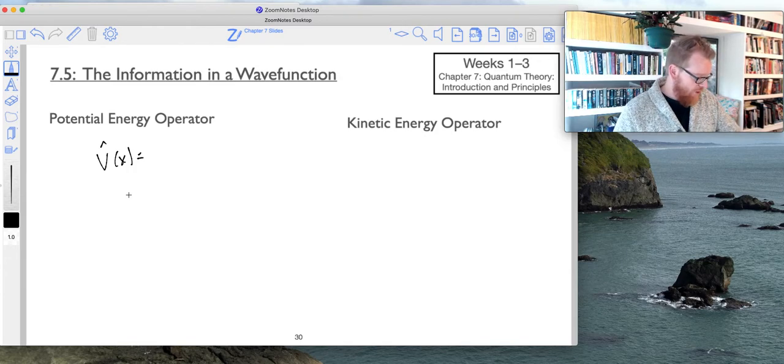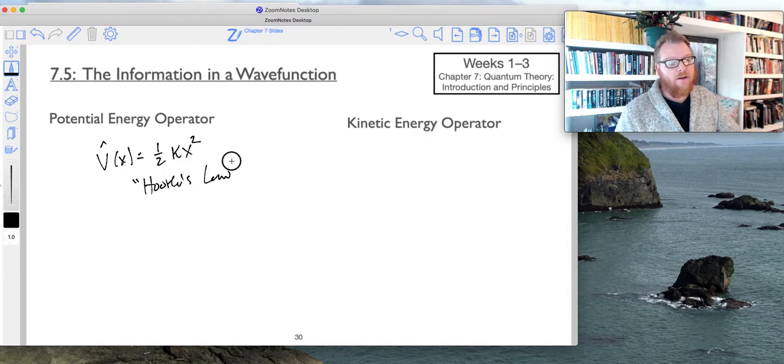As it turns out, a potential energy operator that we're going to see come back in Chapter 8 is the following: 1/2 kx squared, which is actually Hooke's law for spring constants. And this is a great potential energy operator to describe the vibrations of atoms. So if I have two masses on a spring, recall there's force constant K.